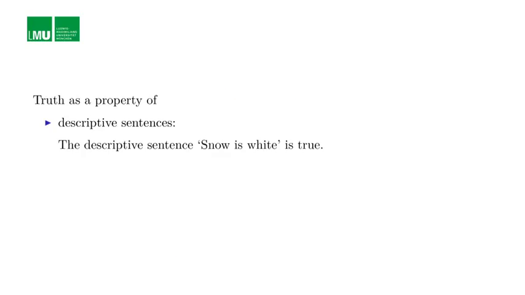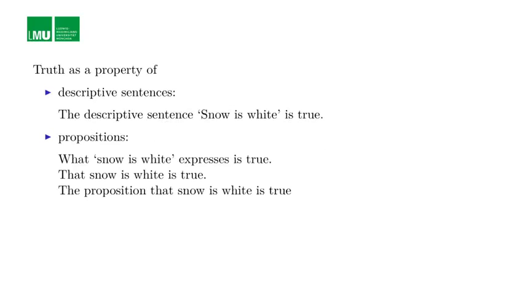In all of these examples, truth and falsity have been ascribed to so-called descriptive or declarative sentences. Sentences which describe something, in contrast with, for example, questions or imperatives. Or alternatively, truth and falsity are ascribed to what is expressed by descriptive sentences. Either we say the descriptive sentence "Snow is white" is true, whereby a sentence I mean here simply a sequence of symbols meaningfully put together, or we say what the descriptive sentence "Snow is white" expresses is true. What does the sentence "Snow is white" express? It expresses that snow is white.